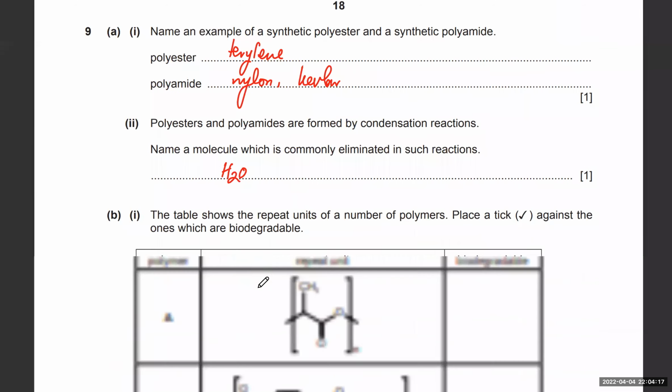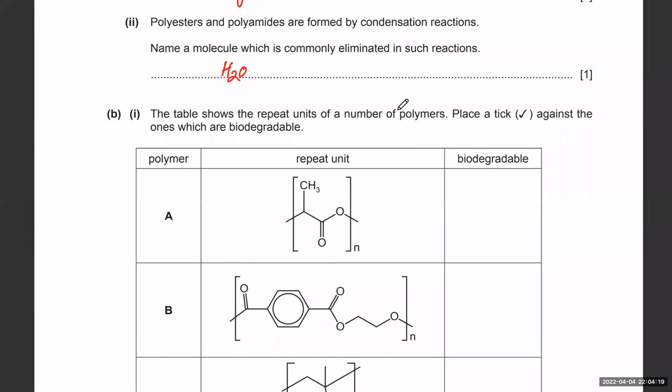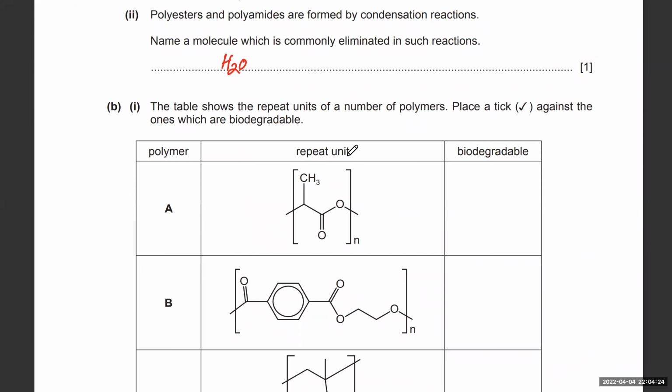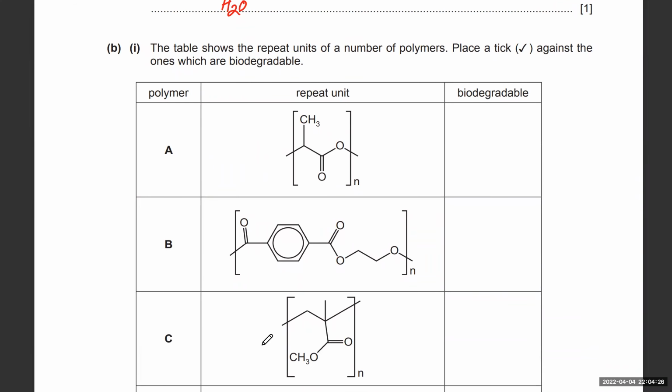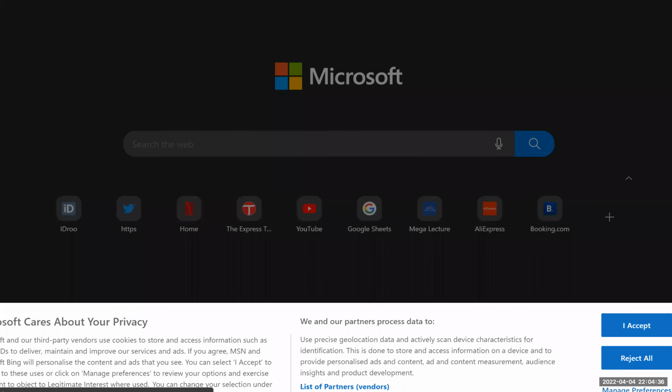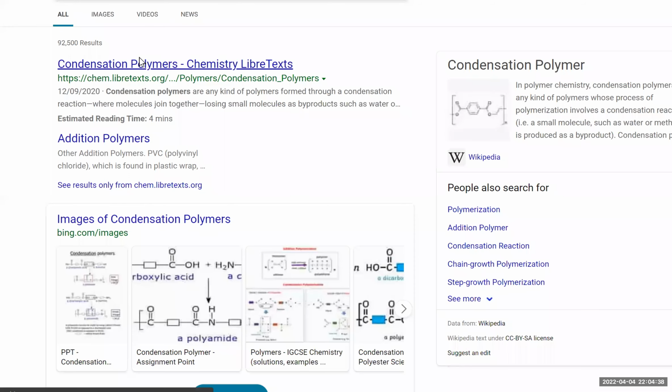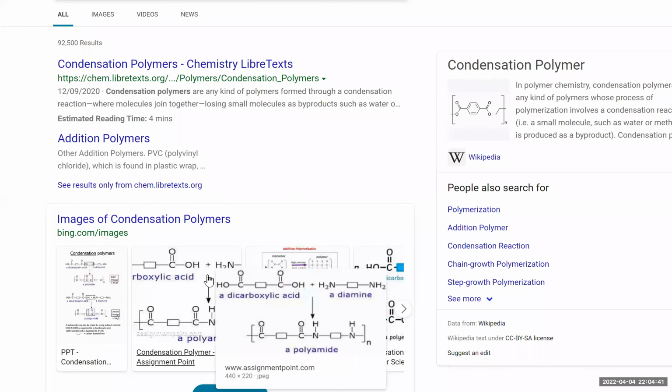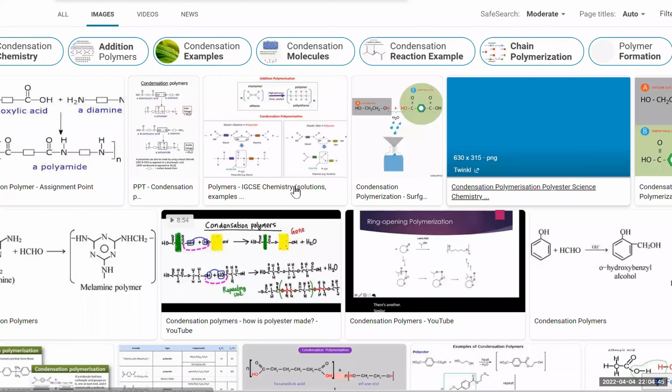The next part: the table shows the repeat units of a number of polymers. Place a tick against the ones which are biodegradable. So I'm going to give you an idea about biodegradable polymers. Condensation polymers. I'll give you first a very quick brief overview of what condensation polymers are, and I'm going to add this to the notes over there.